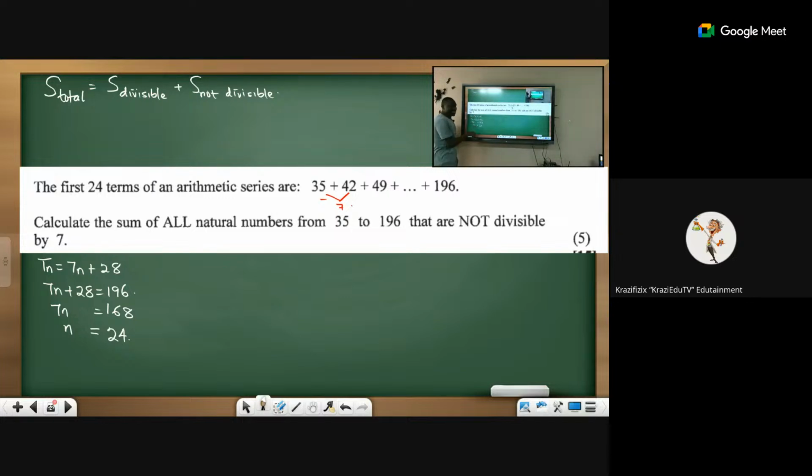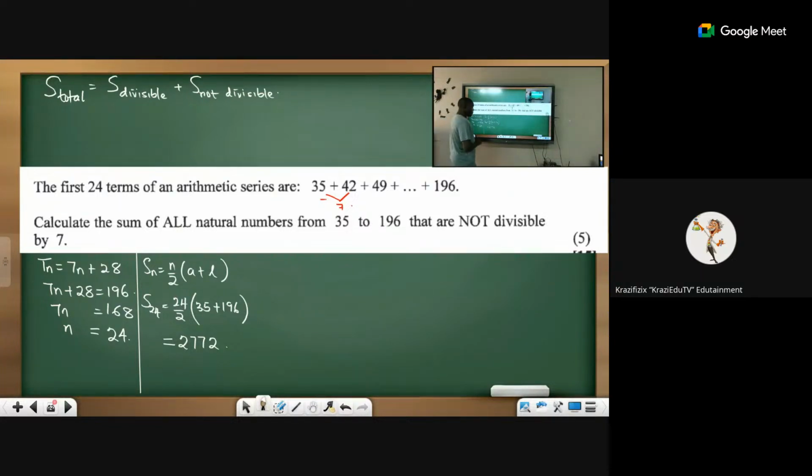Can we find the sum of this? This is what happens when you don't read. Sn would be what? N over 2, A plus L. So 24 over 2. What is our A? 35. What is our L? 196. Please get me an answer for this. This is the sum of numbers divisible by what? 7.